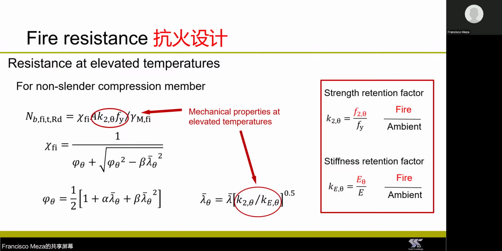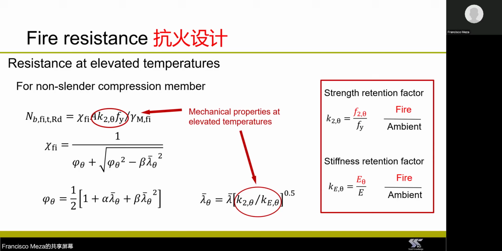So on the right, you have the definition of these retention factors, and you can see, for example, we have the strength retention factor, which takes into account how the yield strength of the steel reduces with the temperature, and it's giving us the ratio between the yield strength at elevated temperature and the yield strength at ambient temperature. Then we also have the stiffness retention factor, which accounts for the reduction in the elastic modulus, and is giving us the ratio between the elastic modulus at elevated temperature and the elastic modulus at ambient temperature.